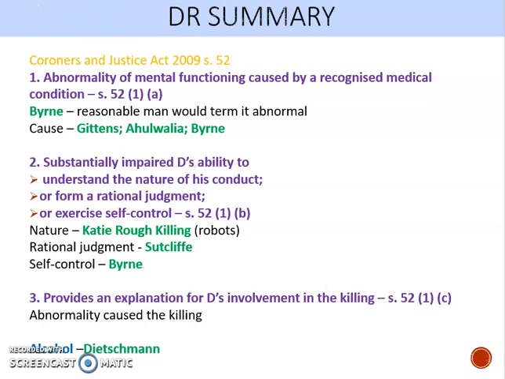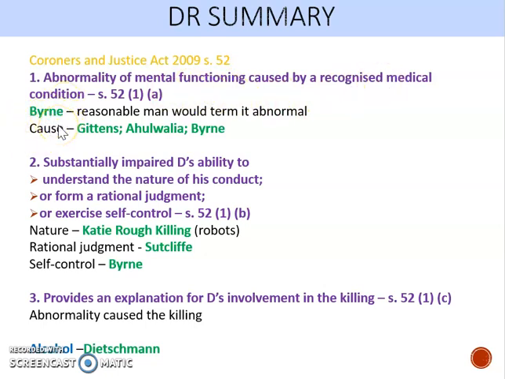The law on diminished responsibility comes from the Coroners and Justice Act 2009, section 52. And you want to be getting these sections in to be in the high mark bands in the exam. The requirements for proving diminished responsibility are here in purple, and the first thing we have to show is that there was an abnormality of mental functioning caused by a recognised medical condition. So although this is one requirement, requirement 1 from 52.1a, there's actually two parts to it. There's abnormality of mental functioning, so we need to know what that means, caused by a recognised medical condition.